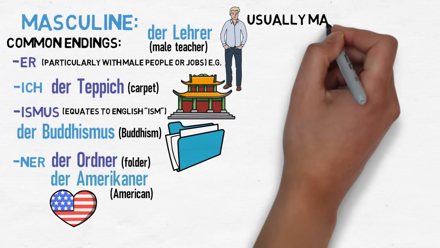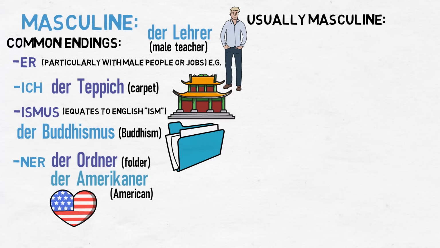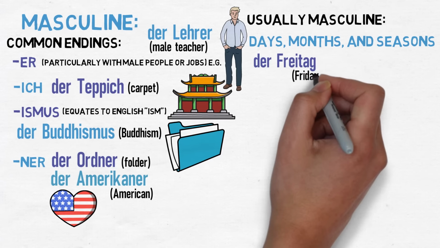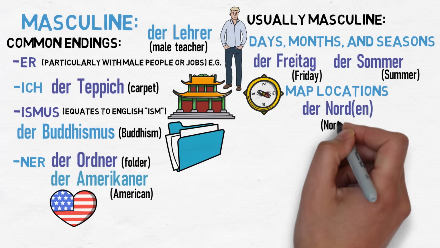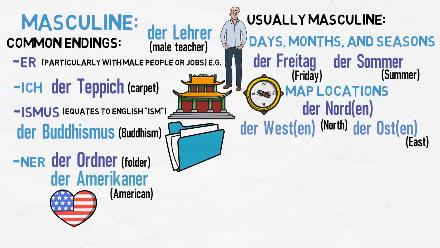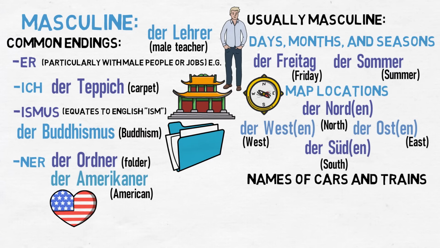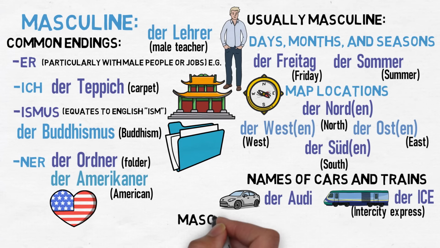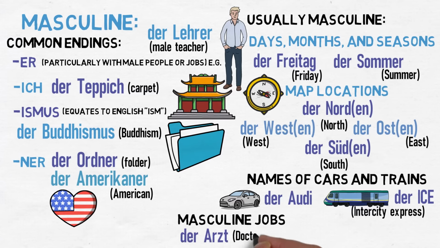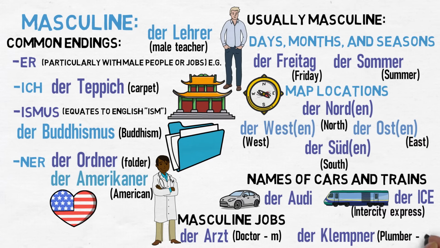Or similarly, the following things are usually masculine. Days, months and seasons, for example, der Freitag, Friday, der Sommer, summer. Map locations, for example, der Norden, der Osten, der Westen, der Süden. Names of cars and trains, for example, der Audi, der ICE, Intercity Express. And masculine jobs, for example, der Arzt, male doctor, or der Klempner, male plumber, etc.